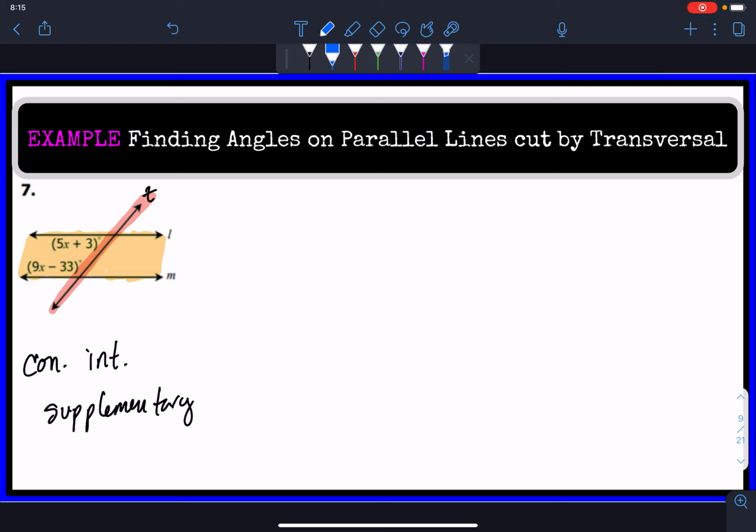Another way of explaining this, notice how this is an acute angle and the 9x minus 33 is an obtuse angle, so they would have to add up to 180. So that's what I would have to do. I would have to add these up and set them equal to 180 degrees.